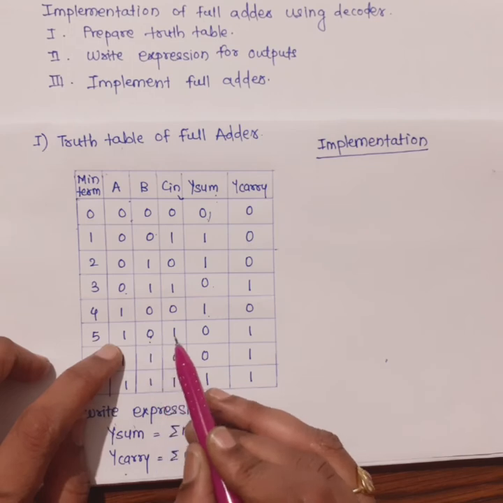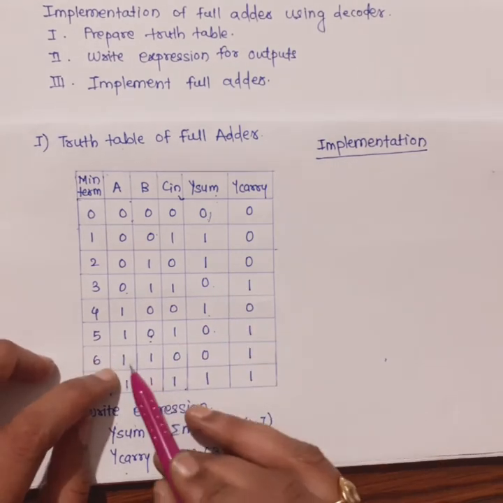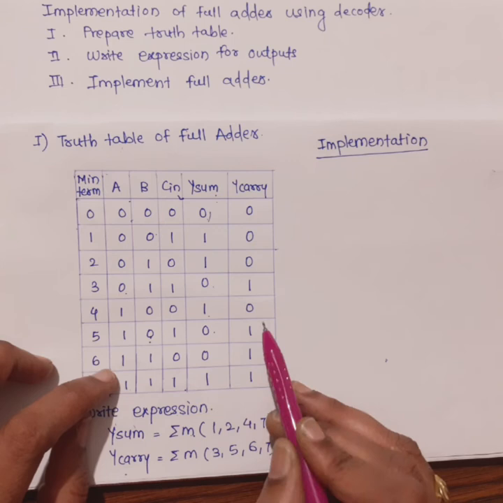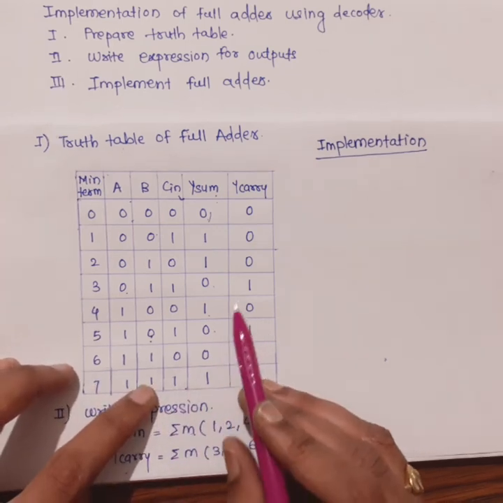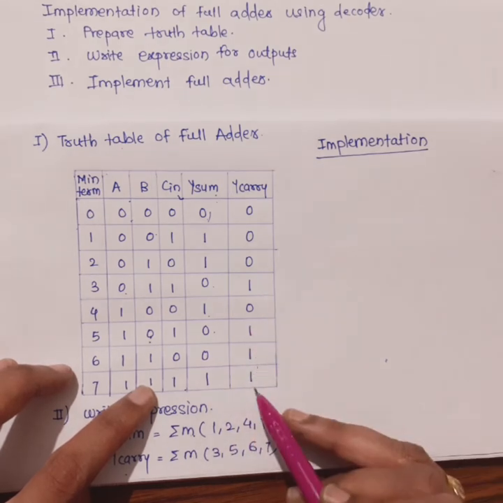1 plus 0 plus 1, sum 0, carry 1. 1 plus 1 plus 0, sum 0, carry 1. 1 plus 1 plus 1 gives sum 1 and carry 1.